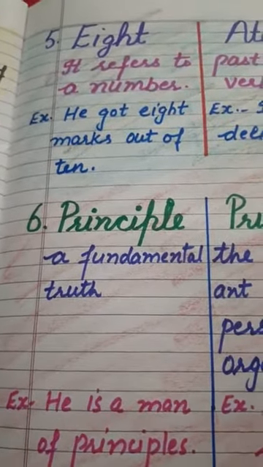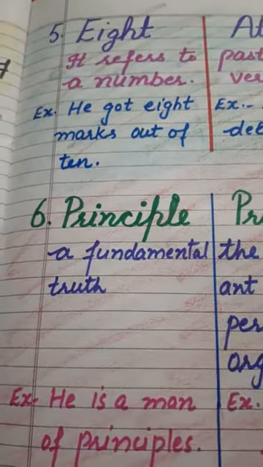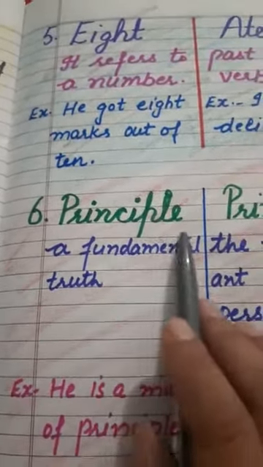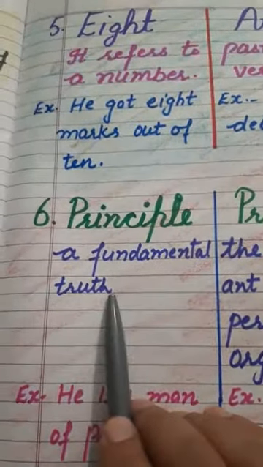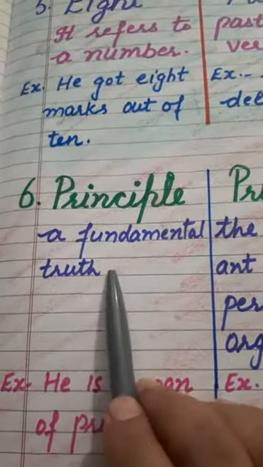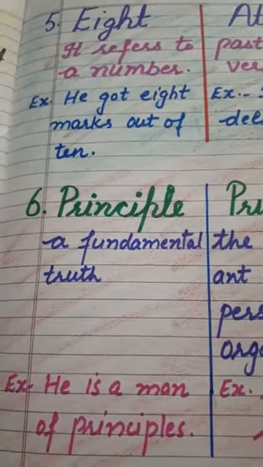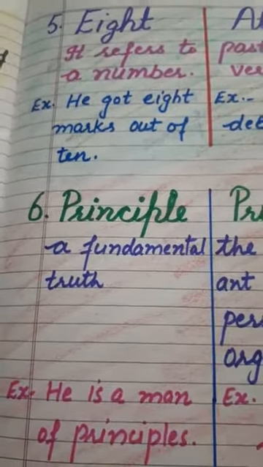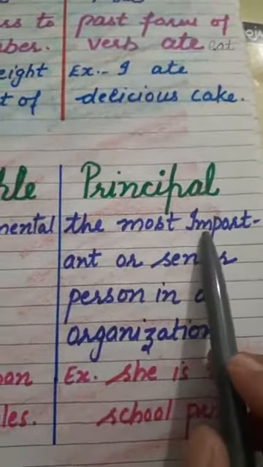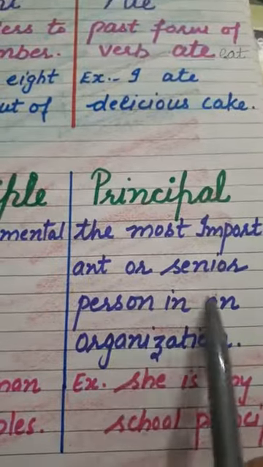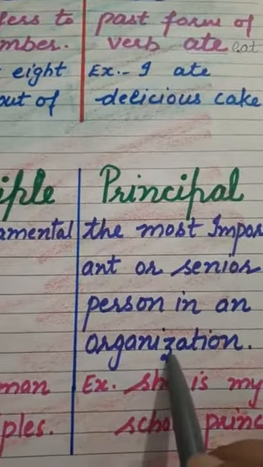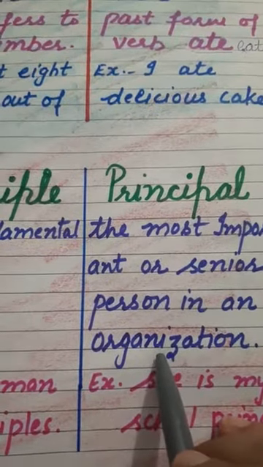सो अगर आप principal की जगह principle लिख दोगे तो उसका पूरा मीनिंग गलत हो गया, because this principle means a fundamental truth. P L E का मतलब होता है a fundamental truth, कोई सच्चाई, कोई सिद्धांत, कोई आदर्श. Clear? And this principal means the most important or senior person in an organization. किसी भी organization का बहुत ही important या senior person.